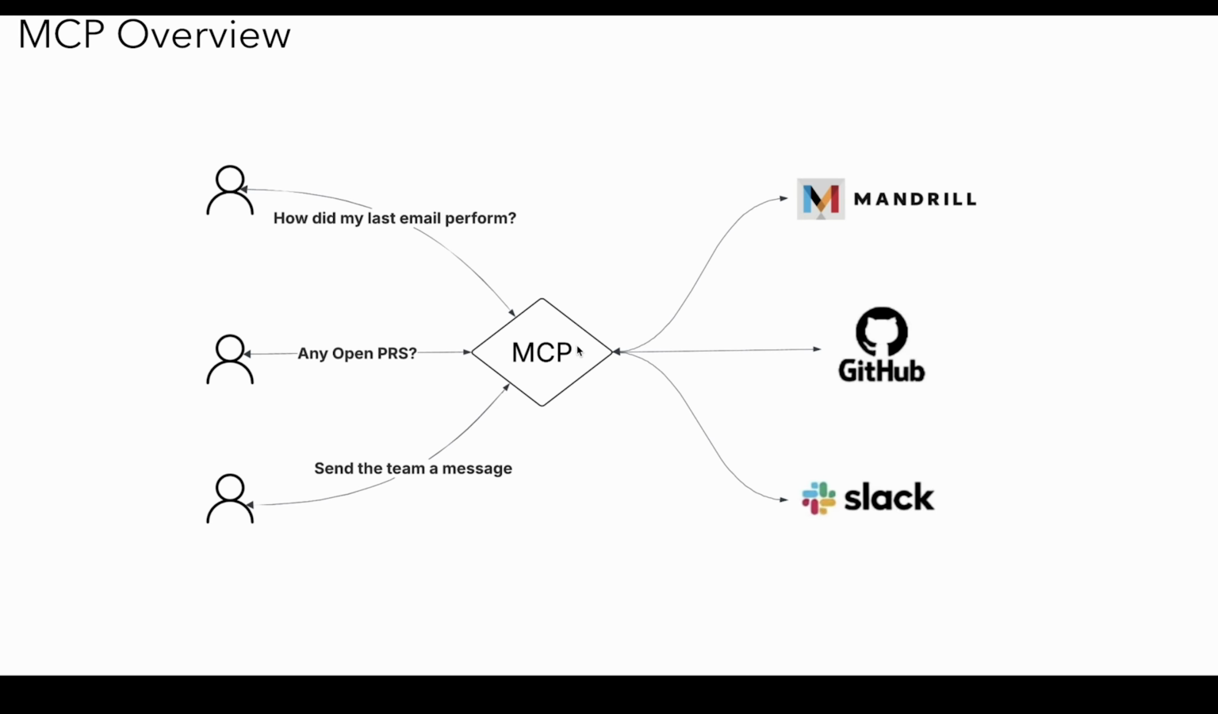Similarly, you could ask GitHub, hey, do I have any open PRs? Or maybe you want to send a Slack message to your team. This is where MCPs help you in your day-to-day workflow with your AI agents, allowing you to continue to work without having to go to those platforms to get those answers.